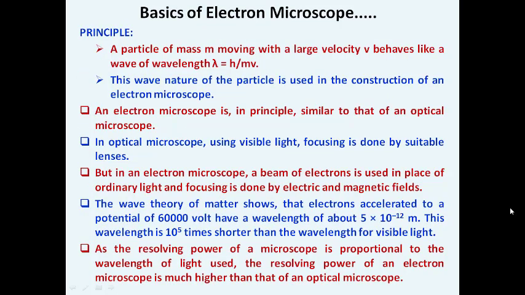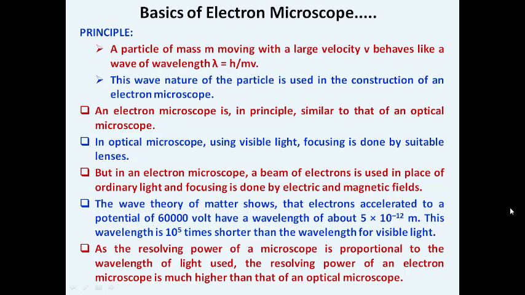If you analyze the principle, it is very simple. A particle of mass m moving with a large velocity behaves like a wave of wavelength lambda equal to h by mv. This wave nature of the particle is used in the construction of an electron microscope. So this is the real principle of electron microscopy. Then what about the optical microscope?